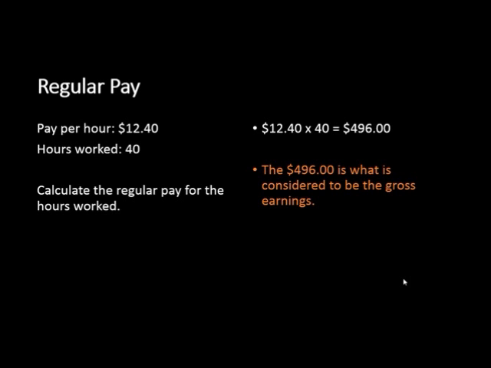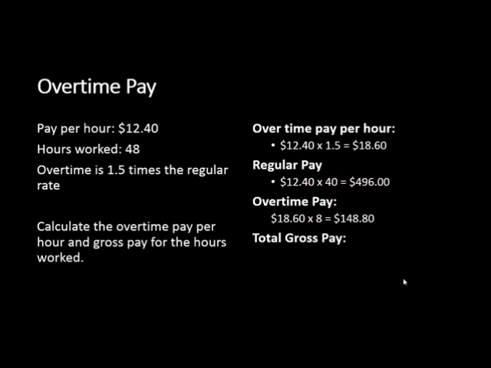However, if there were overtime hours, we would calculate overtime pay by one method of multiplying the pay per hour at $12.40. The hours worked are 48. So to determine the overtime rate, we would take the $12.40 per hour, multiply it by 1.5. This would give us $18.60 per hour for overtime pay.